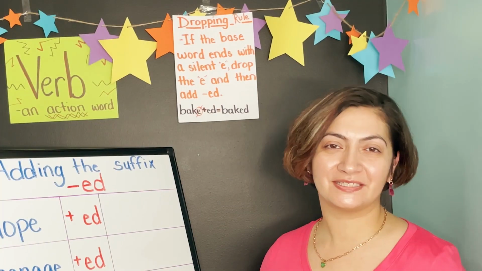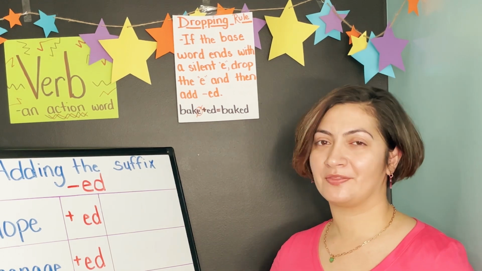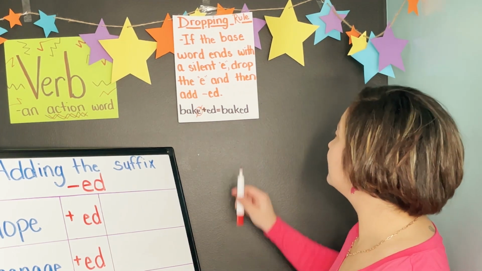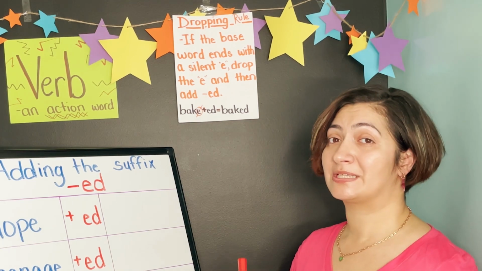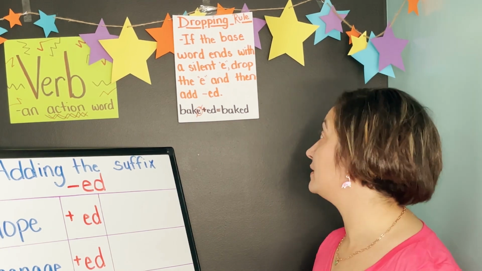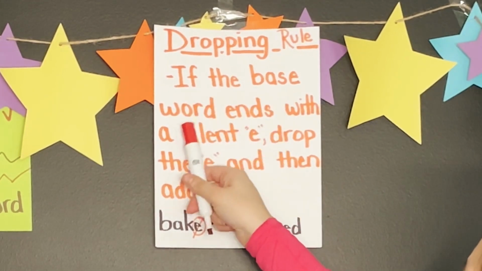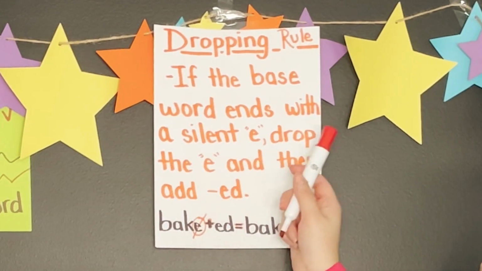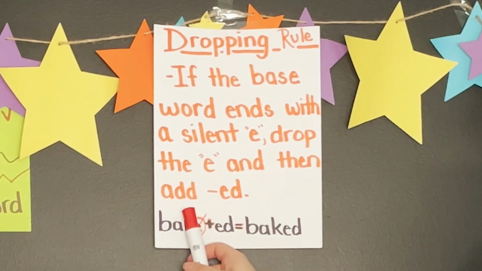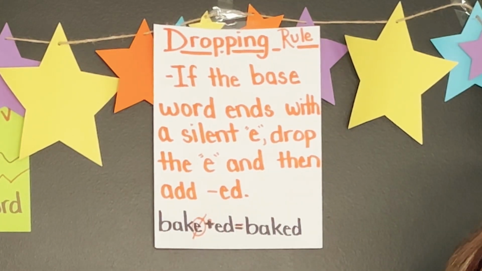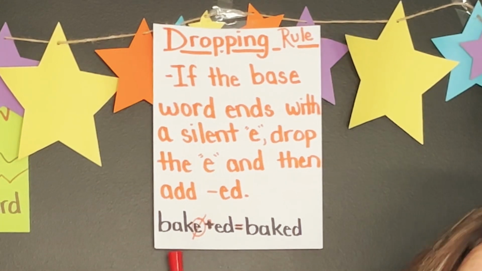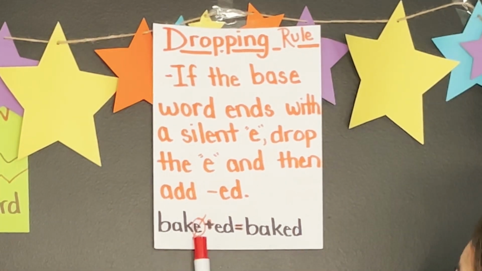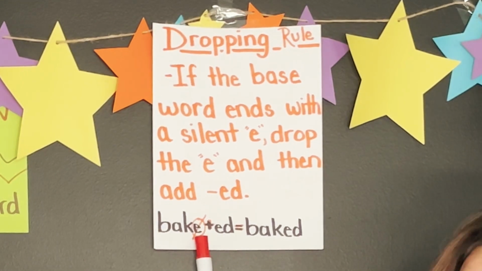All right, scholars, let's look at our next spelling pattern. The next rule we're going to look at is the dropping rule. The dropping rule is when we have a word with a silent E at the end. Let's read it. If the base word ends with a silent E, drop the E and then add ED. Let's look at that. So bake. In the word bake, there's a silent E at the end. Doesn't make a sound. So I like to bake in the kitchen.